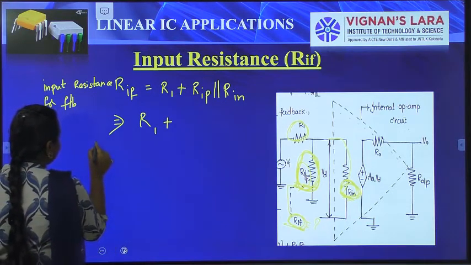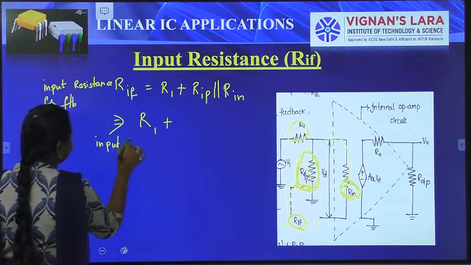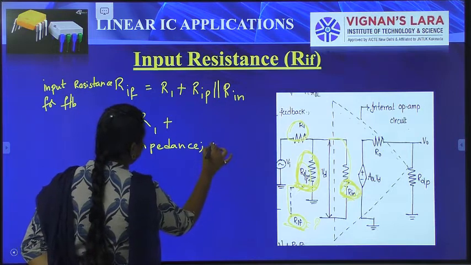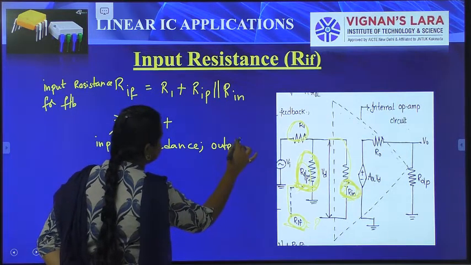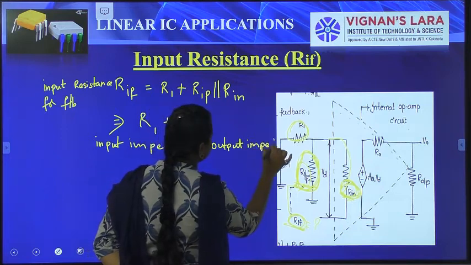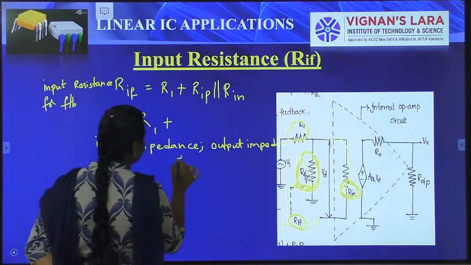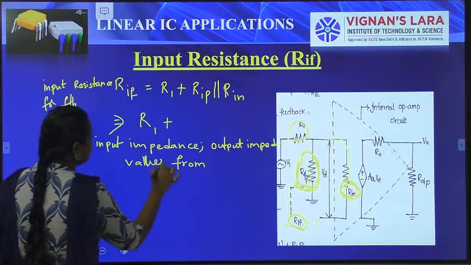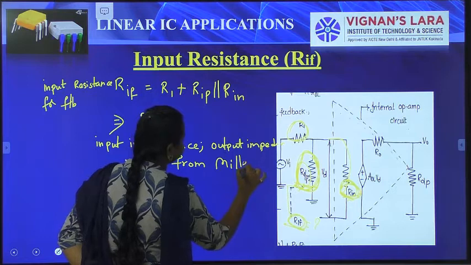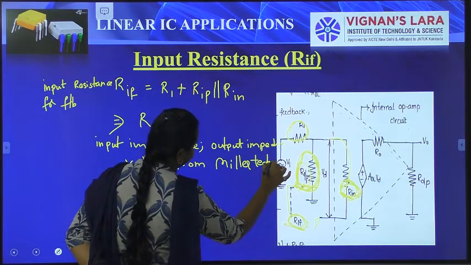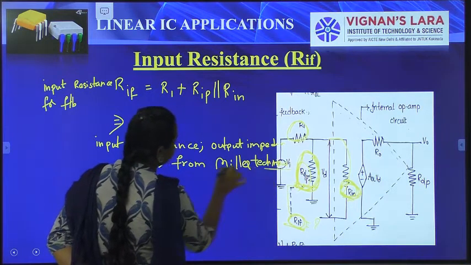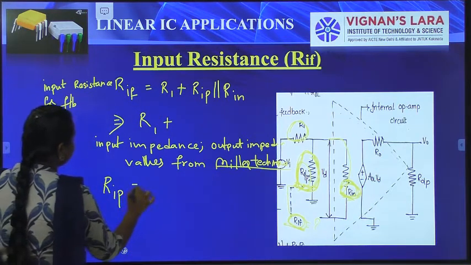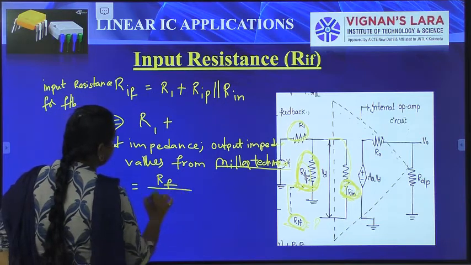I have the input impedance value and the output impedance values from the Miller technique. These are the formulas obtained from the Miller technique. I have R input is equal to RF by 1 plus AOL.